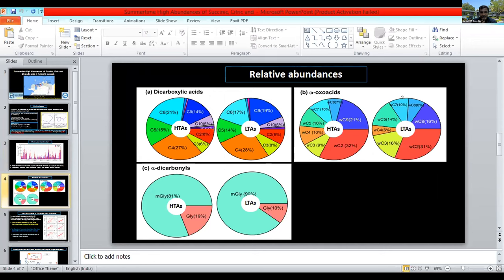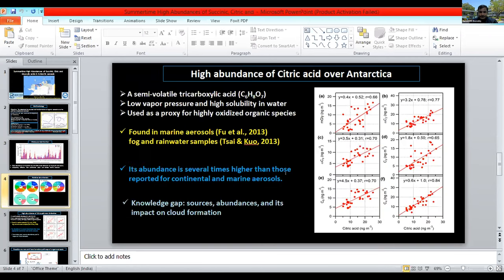However, you can see in their relative abundances in the dicarboxylic acid, there is no significant difference. You can see here this is the high altitude air masses, dicarboxylic acid showing C4 diacid is 27%, whereas C4 diacid is 28%. For the other oxo acids and dicarbonyls also, we did not find any significant differences in their abundances. This indicates that though there is a significant difference in the mass concentrations, during their formation, there is no significant difference.